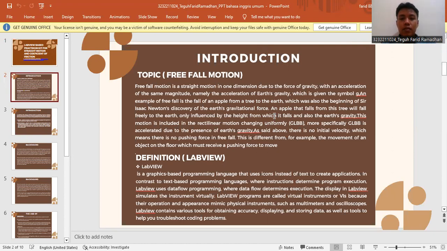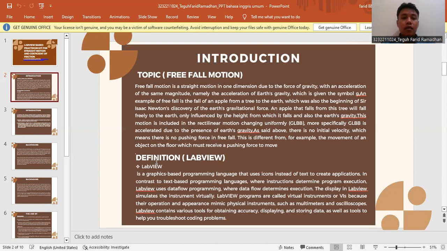An apple that falls from this tree will fall freely to the earth, only influenced by the height from which it falls, and also the Earth's gravity. This motion is included in the rectilinear motion changing uniformly, or GLBB.